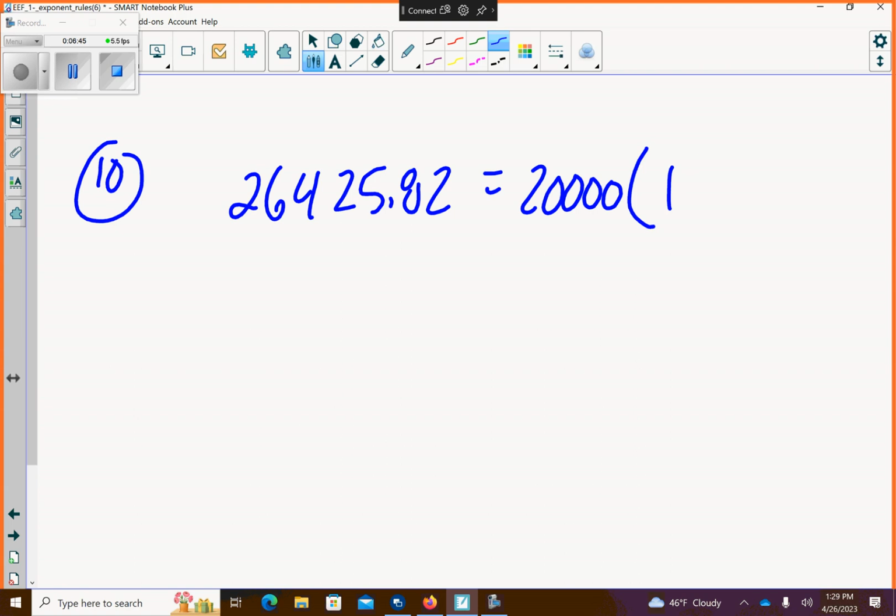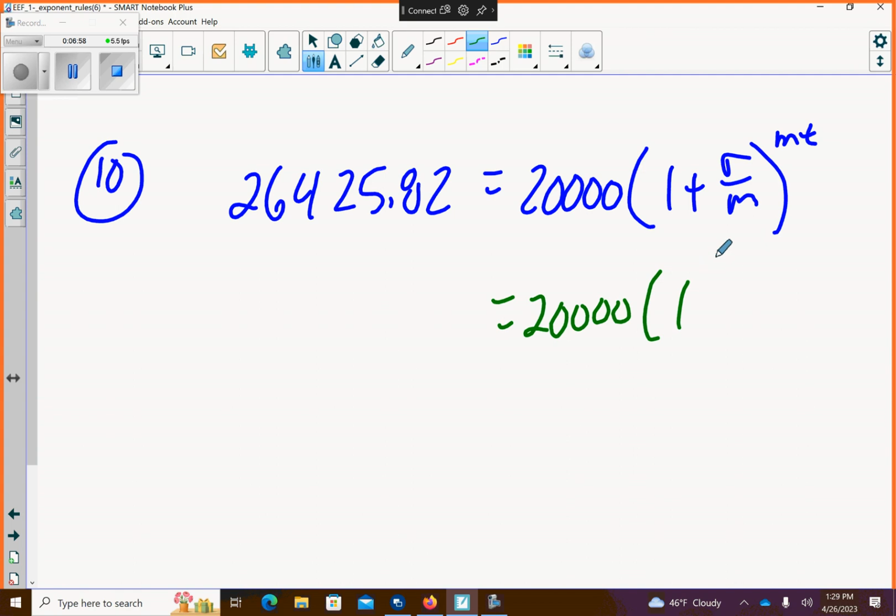So this is one of the R over M raised to the MT, where M is how often it's compounded. So I'm going to take this. Would it be just like x over 4? Yeah, X over quarterly. So 4, and then 4 times 7. Okay, so I can graph the 2,425.82.